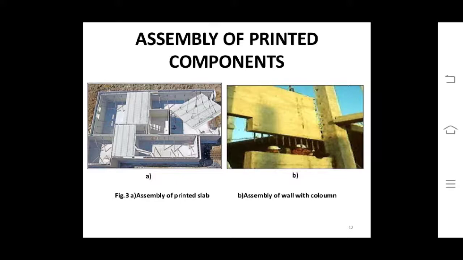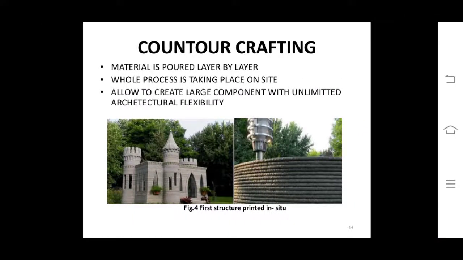Assembly of printed slab is installed after completion of wall construction and assembly of wall with column. Contour crafting. Material is poured layer by layer. The whole process is taking place on site, allowing creation of large components with unlimited architectural flexibility. The following photograph shows the existing structures made by 3D printing process or technology.